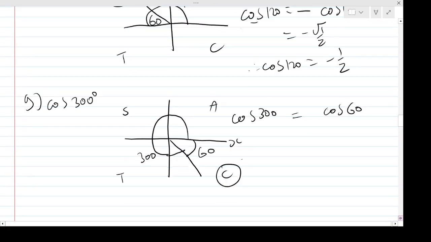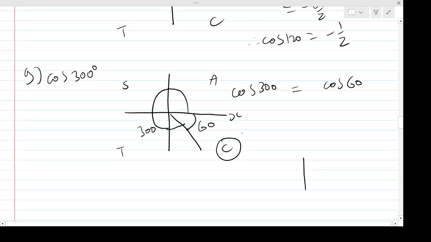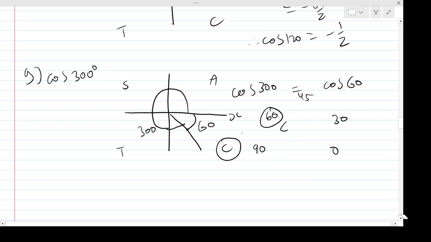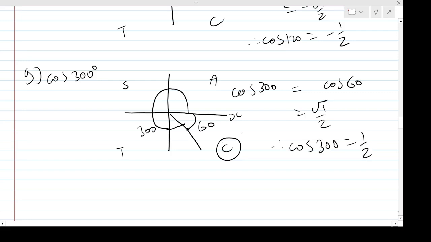So how do we find cos 60? Let's do a hand again. They're getting worse each time. So we have 0, 30, 45, 60 and 90. To get to 60, for cos, we start at 90 instead, and we go the other way around the hand. So we just move one finger from 90 to 60. That'd be root 1 over 2. Well, that's just a half. Therefore, cos of 300 is equal to a half.